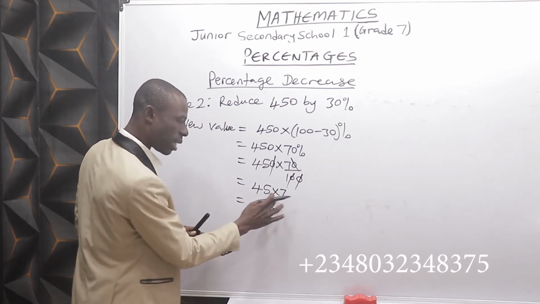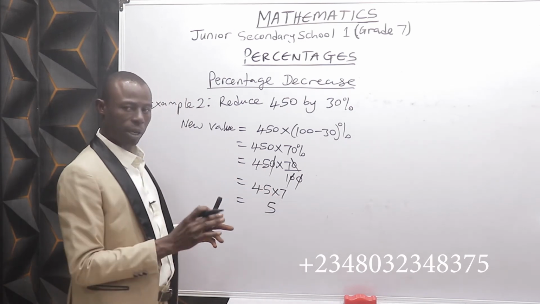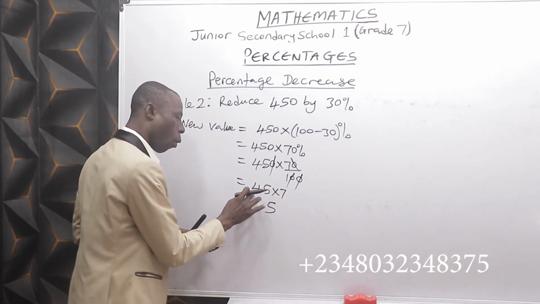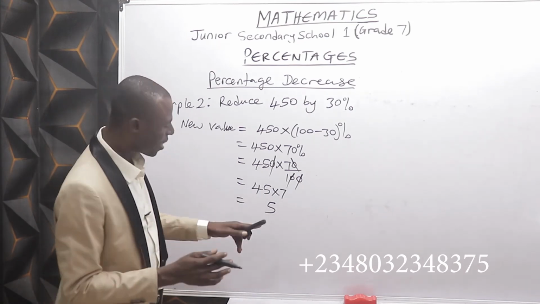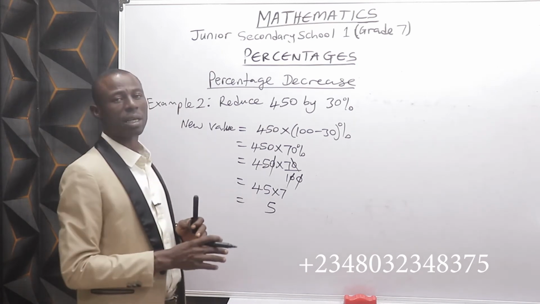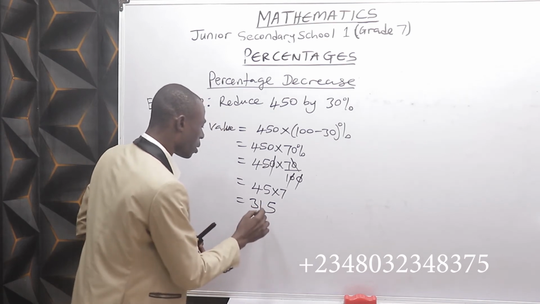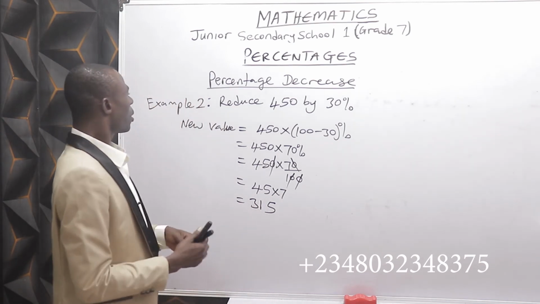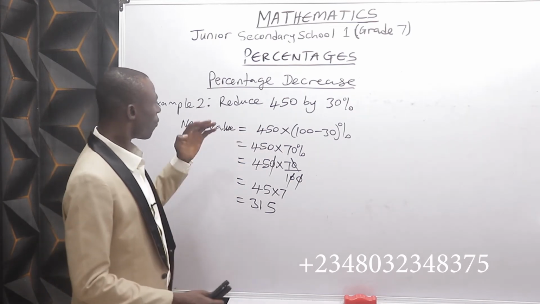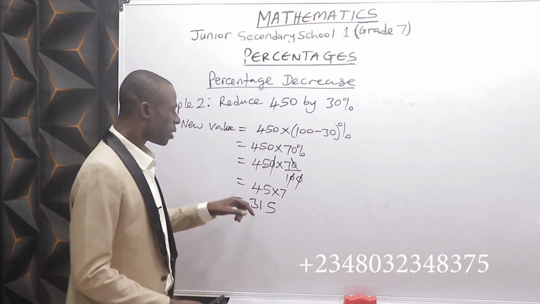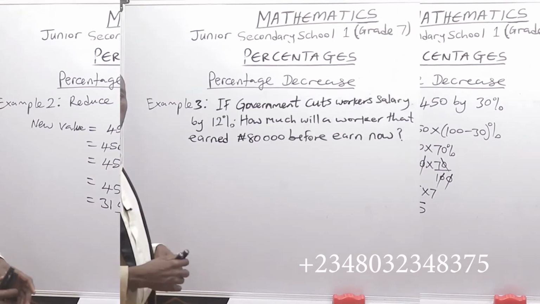So 7 times 5 is 35. We write 5. We keep 3. 7 times 4, that is 28. We add the 3 we are keeping to the 28, which gives 31. So that is 31. So that means when we reduce 450 by 30%, the value will become 315. Do you understand? So that is it.